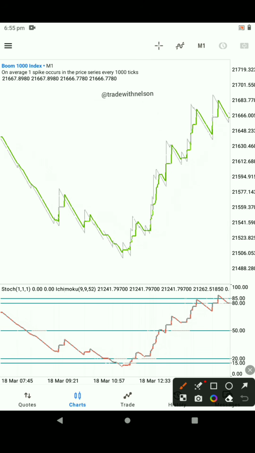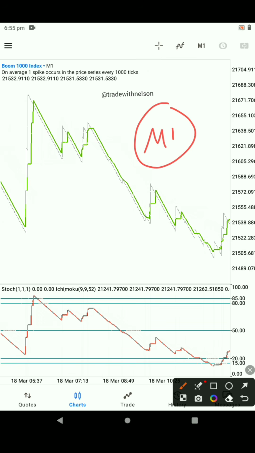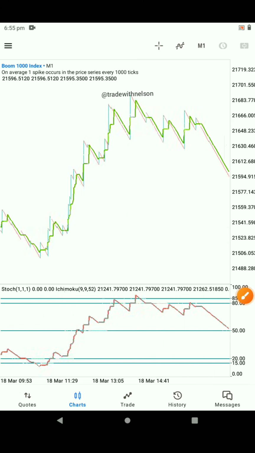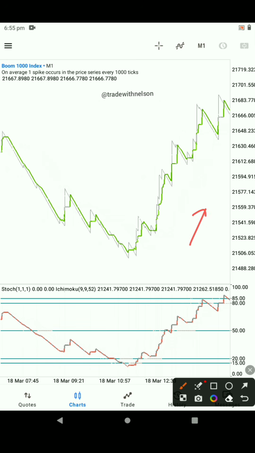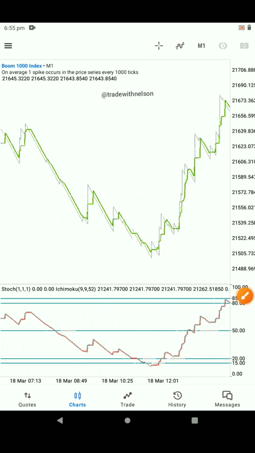If you look carefully on my chart, this is the 1 minute time frame and this is Boom 1000. So the time frame we use for this strategy is the 1 minute time frame. You don't require going to a higher time frame, although if you go to a higher time frame to confirm the direction, that is also fine. But you can just select everything over here and take your trades.